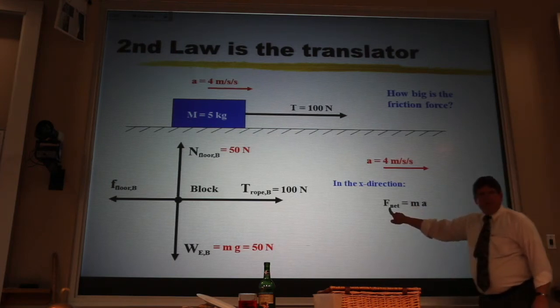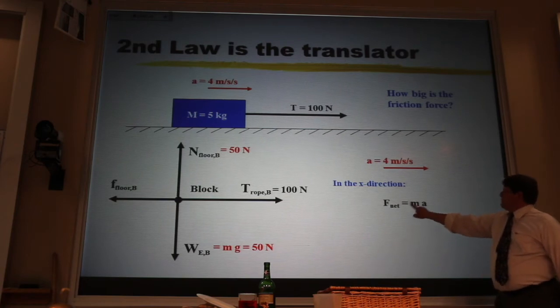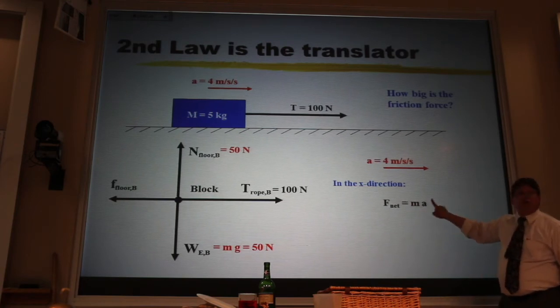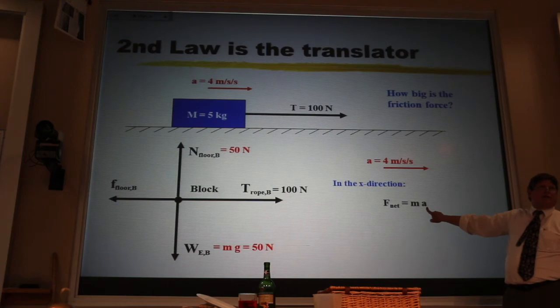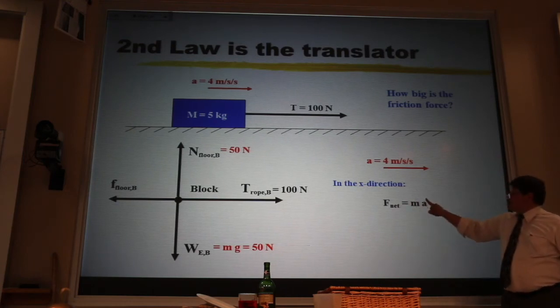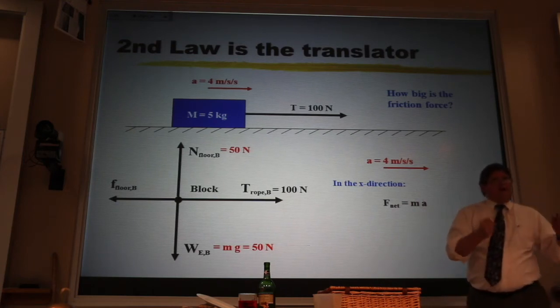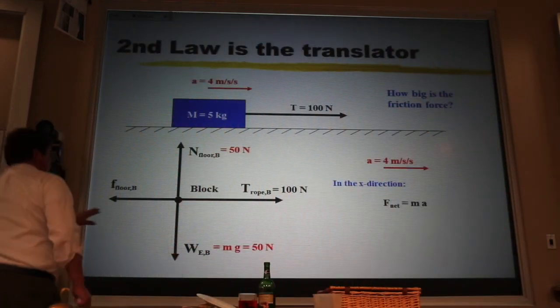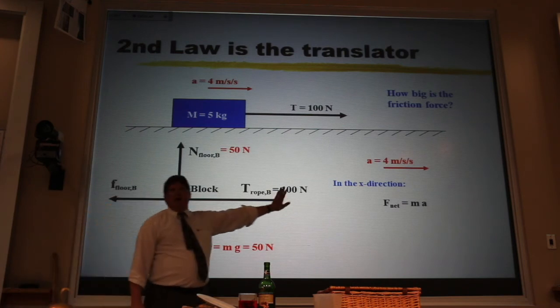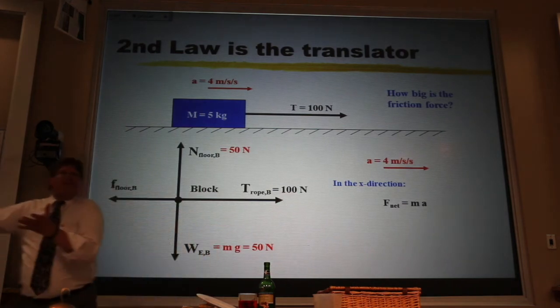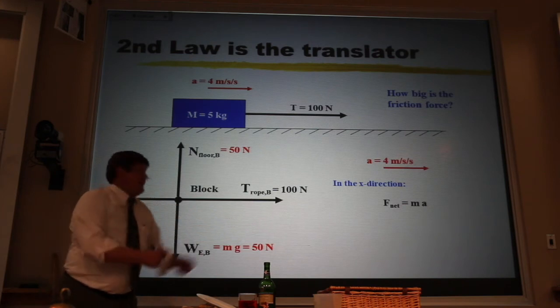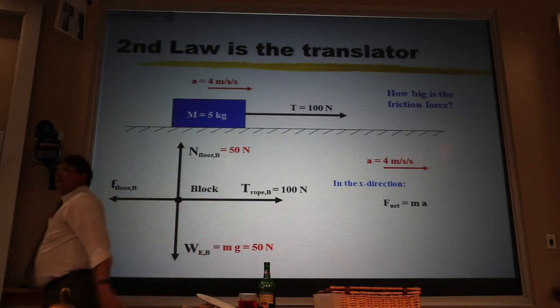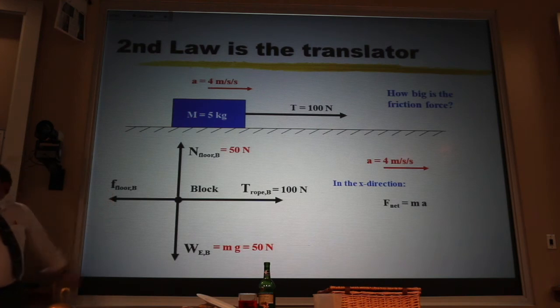The scream has to cause a 5 kilogram mass to accelerate at 4 meters per second squared. The scream has to equal 5 times 4. The scream has to be 20 newtons to the right. Now that doesn't mean that this rightward force is 20 newtons. It's not. It's 100. That means I've got to have 20 more newtons to the right than I've got to the left. What's this friction? 80.